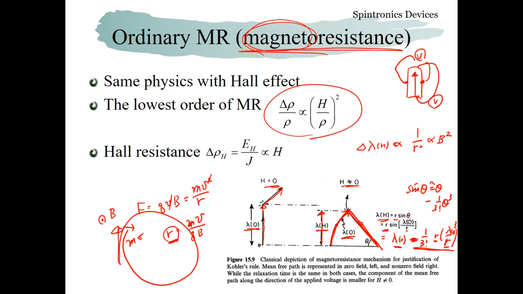That implies it doesn't care about the direction of the field. It scales with the field, so it should be an even function of the external magnetic field. And in this case, we have a negative magnetoresistance. That means the resistance can be decreased with the external magnetic field. We already defined the Hall resistance, which is proportional to H. So there is some difference: this is H squared, this is H. This ordinary MR, we can observe in any kind of conductor.